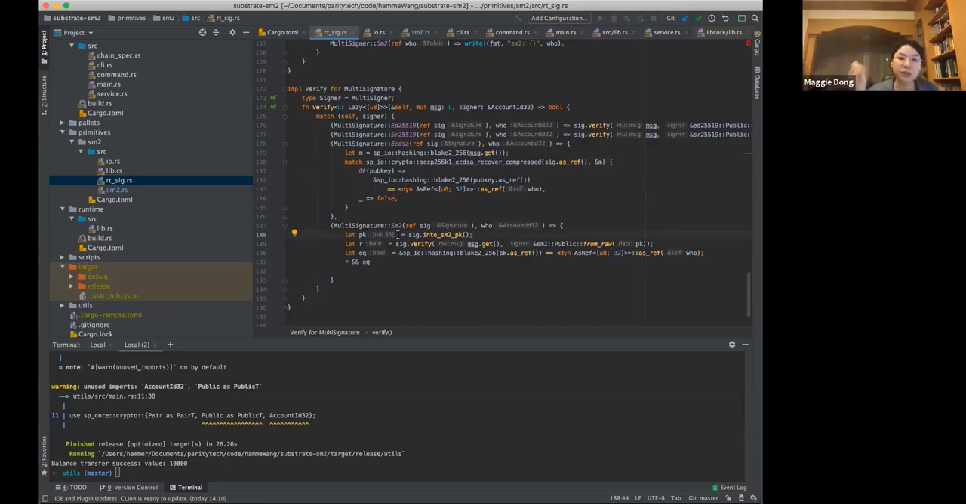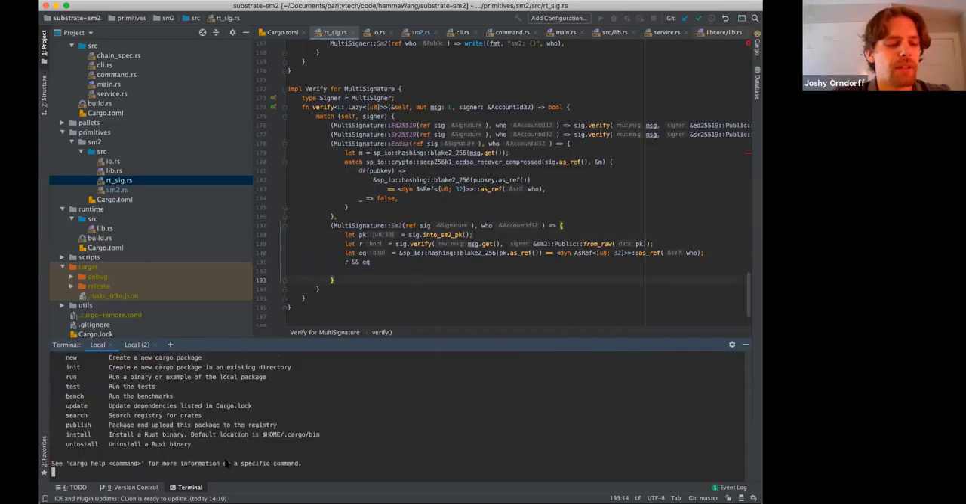So first you need to get the public key from the signature. It's the last 33 bytes of the signature. And then use the verify function in SM2, and you need to put the public key from the signature into this verify function and see if it passes the verification.